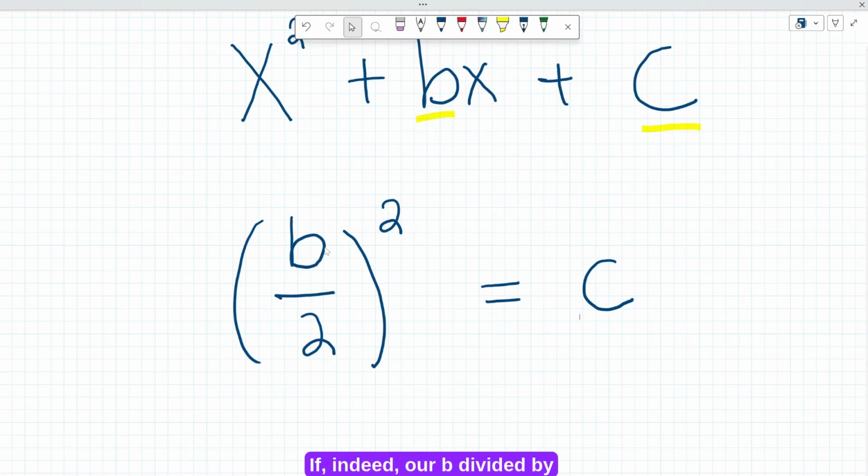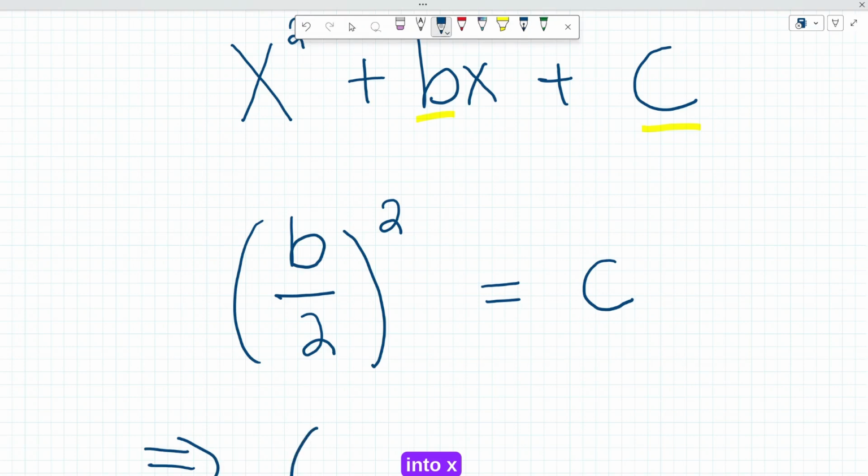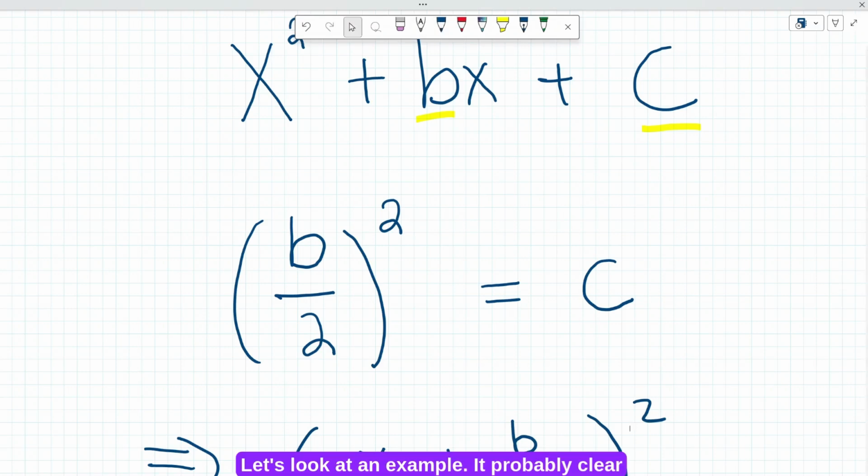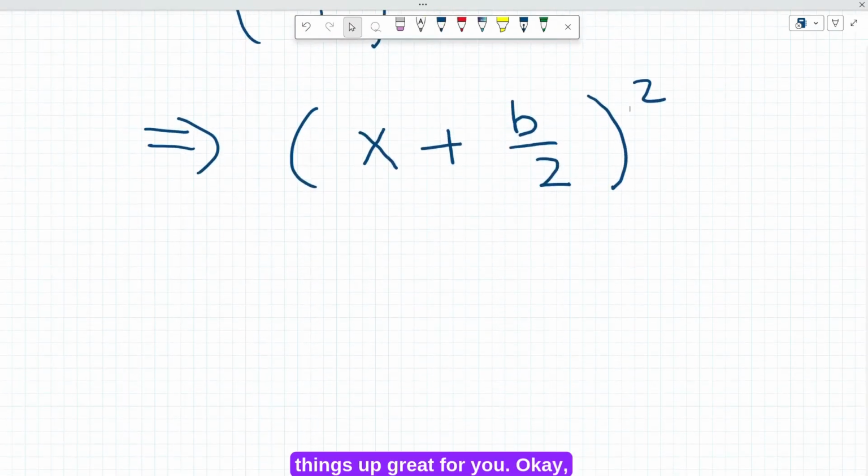If indeed our b divided by 2 squared equals c, then our trinomial factors easily into x plus our b over 2, all squared. Let's look at an example. It will probably clear things up great for you.